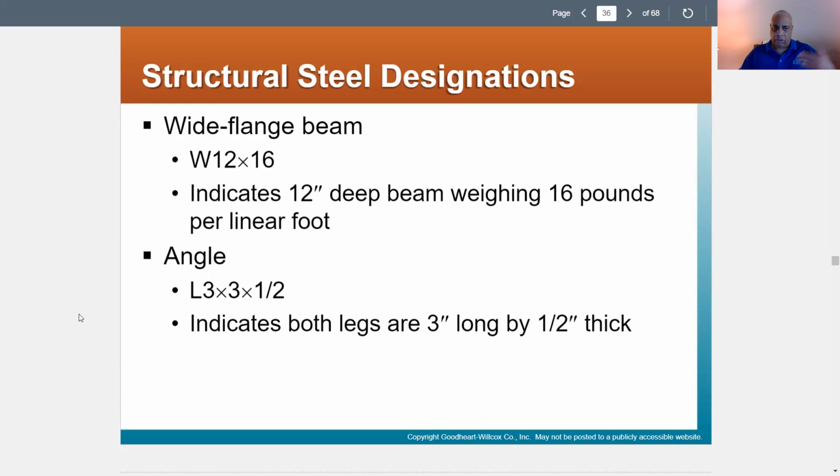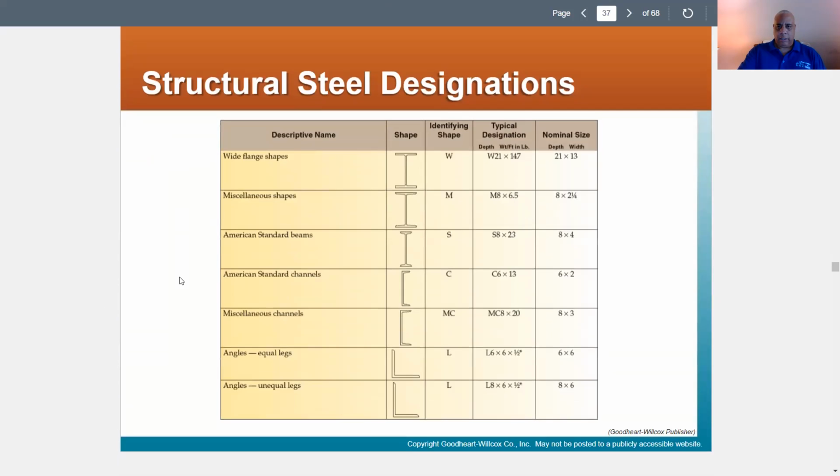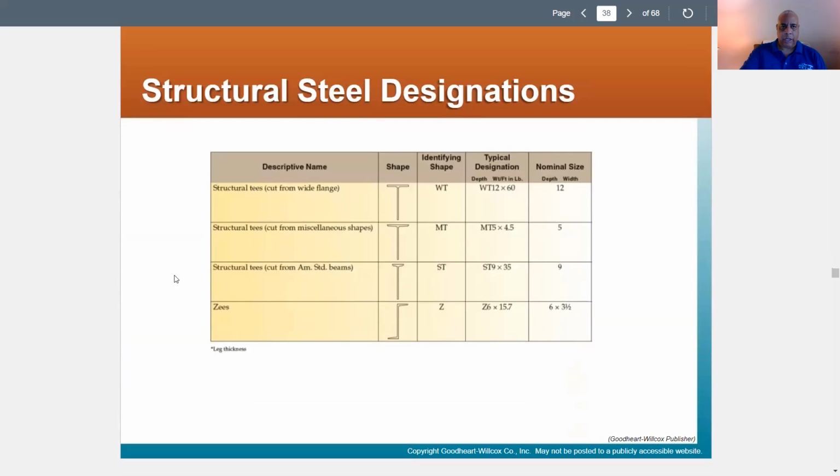And then you have your angle, which is your L. L3 by 3 by 1/2 indicates that both legs are 3 inches long by 1/2 inch thick. And you can see here in this presentation some of your structural steel designations. Again, all this is going to be on plans, and it's good that designers, particularly structural engineers, architects, know this nomenclature. Again, here are more structural steel designations.